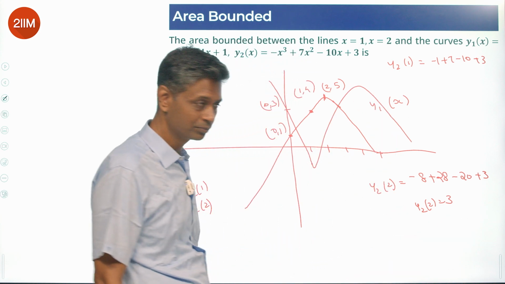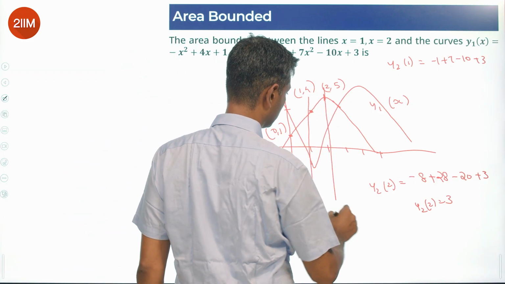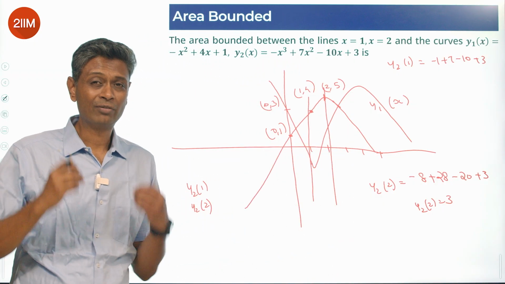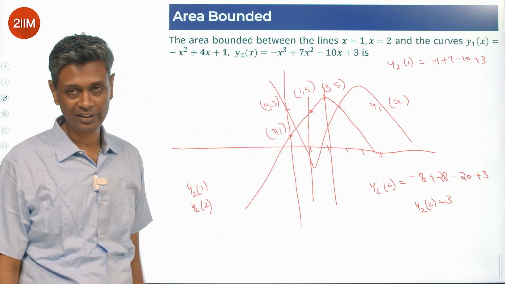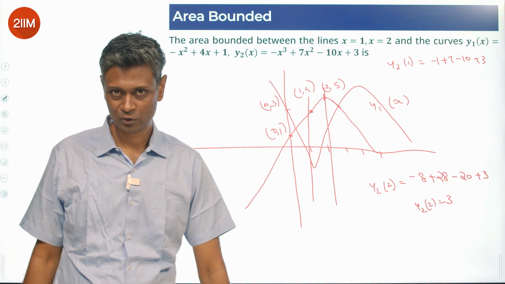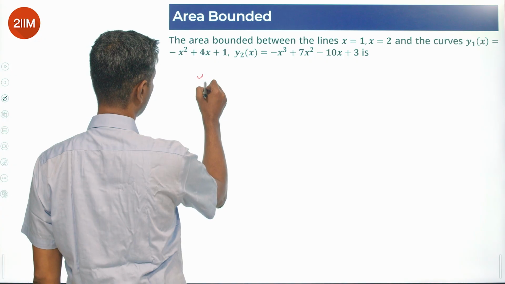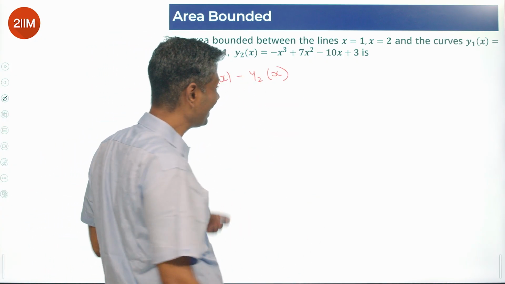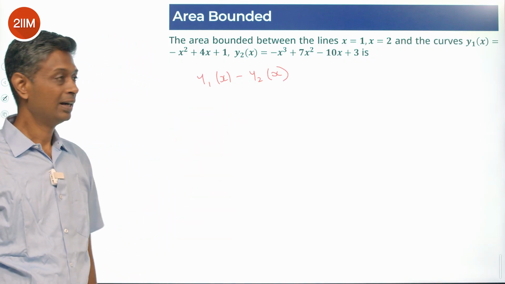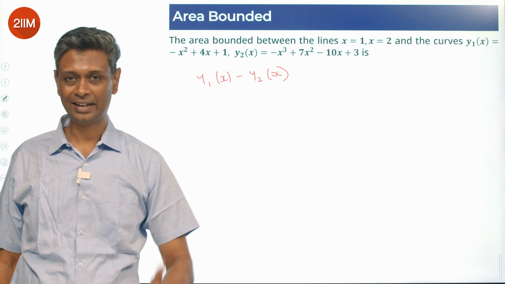Something like that, right? x equal to 1, x equal to 2. From our point of view, y1 of x is above y2 of x in this range. So if you want to find the area, what do we do? We do y1 of x minus y2 of x, get that expression, and let it go from 1 to 2. Integrate it, that's our answer.